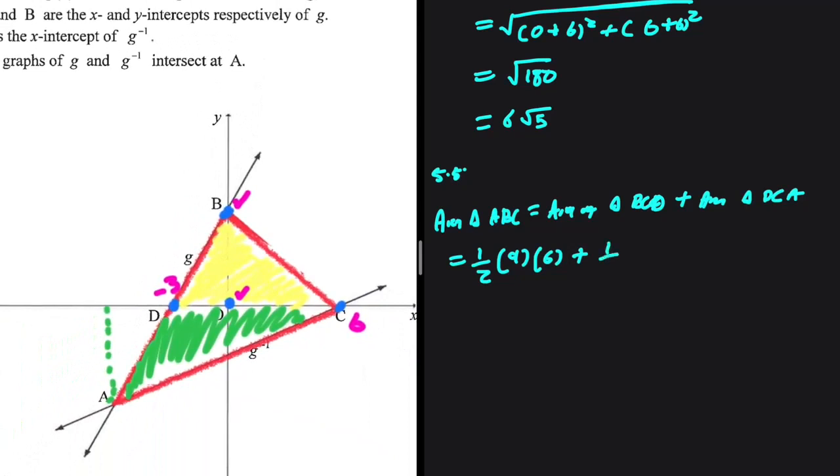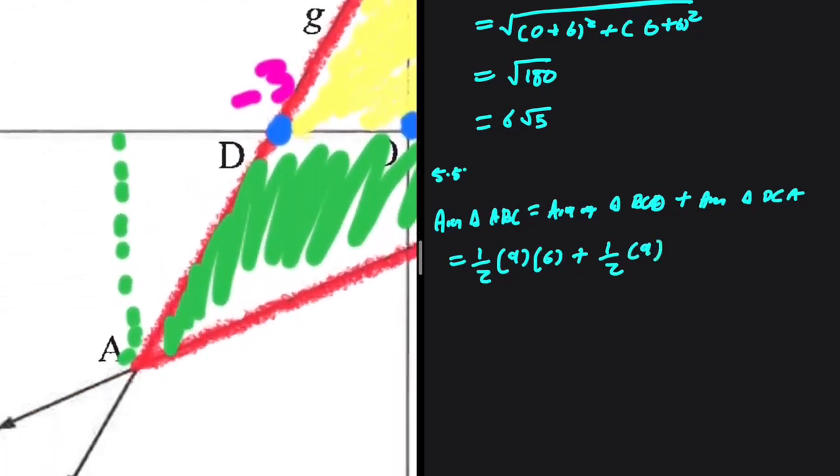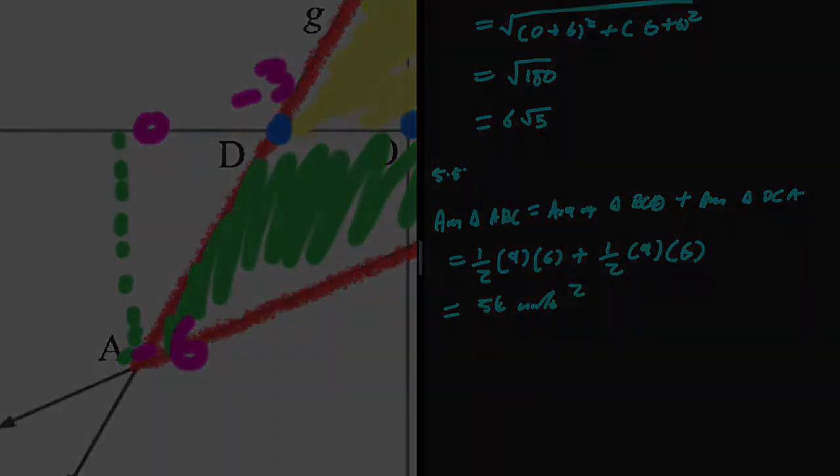The base is DC. We know that DC is 9 units. And then now let's talk about this height. The y-coordinate A is minus 6 and the y-coordinate at the x-axis it is 0. So that distance should also be equals to 6. This is equals to 54 units squared.